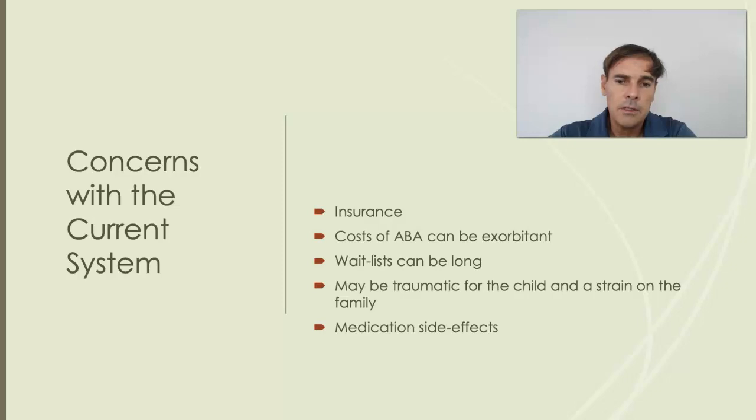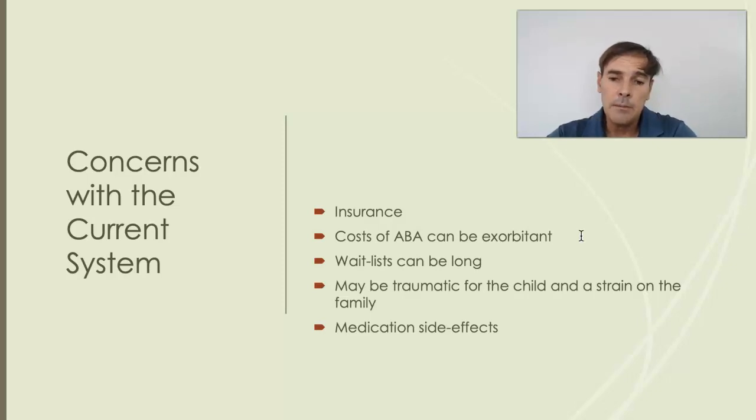So it's insurance. That's a concern with the current system, right? The insurance has a bias towards the medical model. The costs of ABA can be exorbitant. They can be over $10,000 a year, or well over $10,000 a year. Even if insurance pays for it, that cost is still falling somewhere. It's inflating the cost of the medical system generally, and then that may equal higher premiums and so on. It's money still.